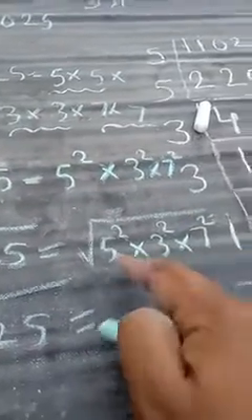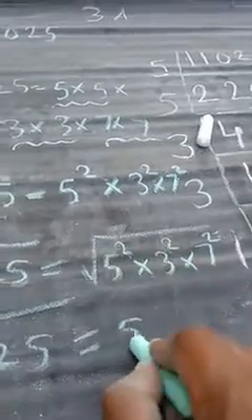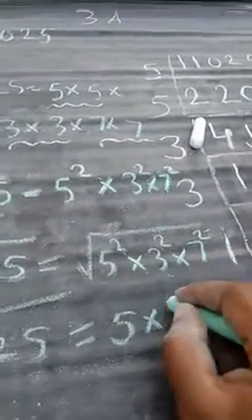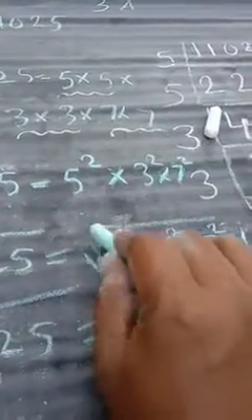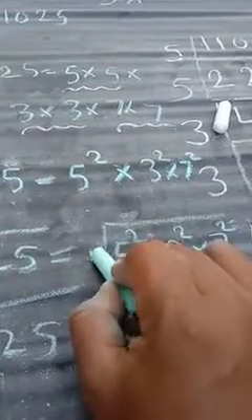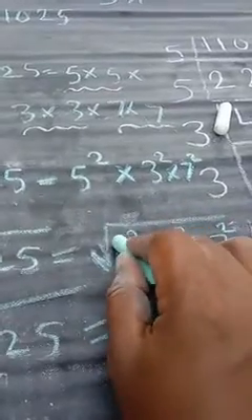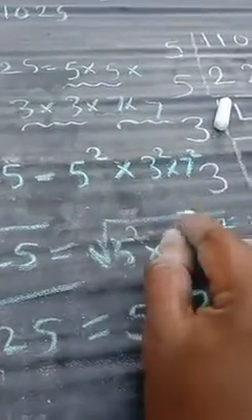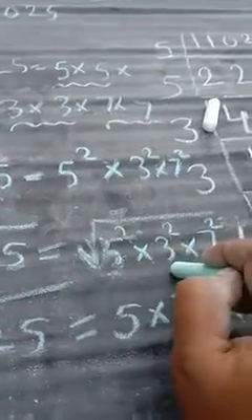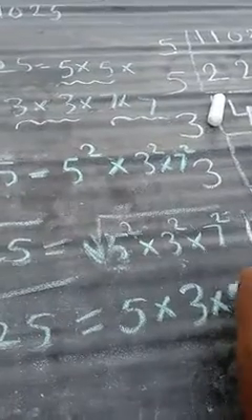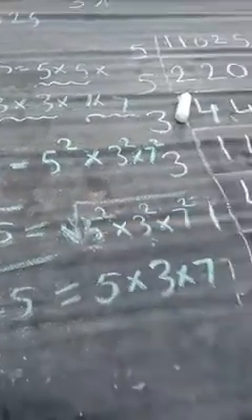Square root of 5 square means square root of 25. Square root of 25, 5 itself. Square root of 9, 3. Square root of 49, 7. That means square and square root are coming together. If square and square root come together, we can take that number itself. Square root of 5 square, 5. Square root of 3 square, 3. Square root of 7 square, 7. Why? Because 7 square means 49, root of 49 is 7.